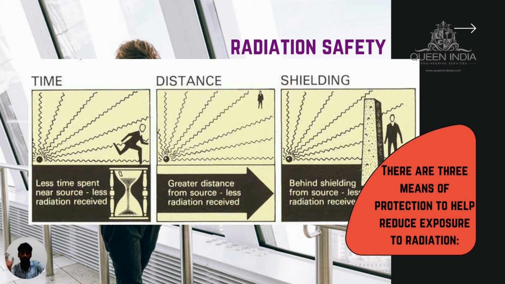In radiographic testing, the gamma ray passes through an object. You must spend less time nearby the system and keep a greater distance from the source, so less radiation is received.